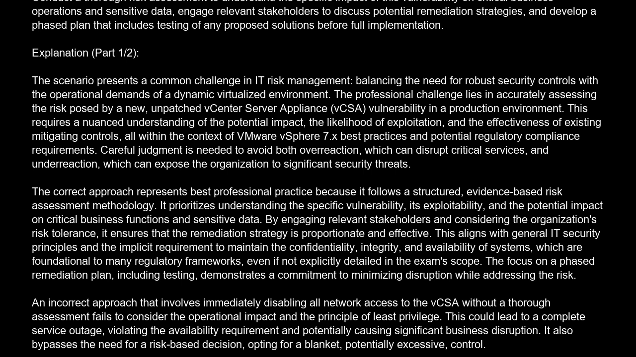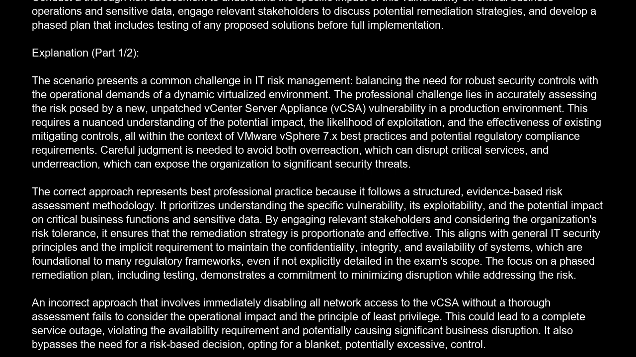to significant security threats. The correct approach represents best professional practice because it follows a structured, evidence-based risk assessment methodology. It prioritizes understanding the specific vulnerability, its exploitability, and the potential impact on critical business functions and sensitive data. By engaging relevant stakeholders and considering the organization's risk tolerance, it ensures that the remediation strategy is proportionate and effective.